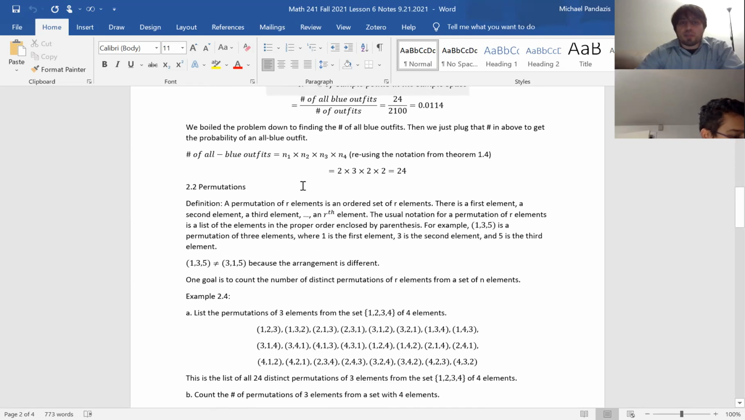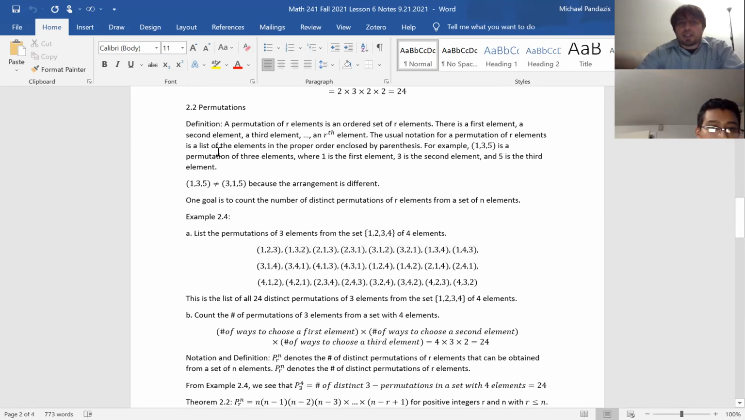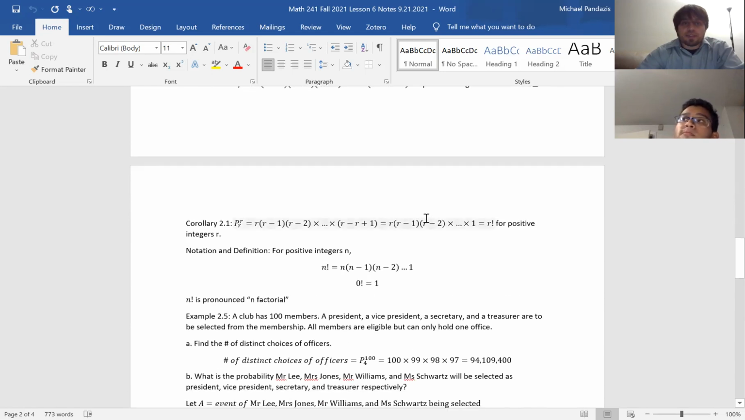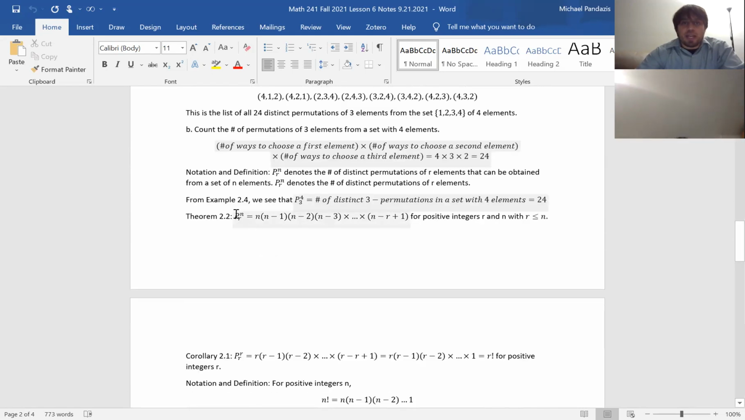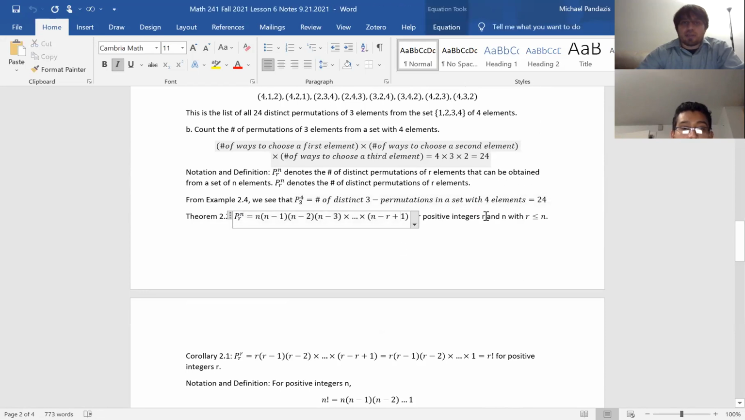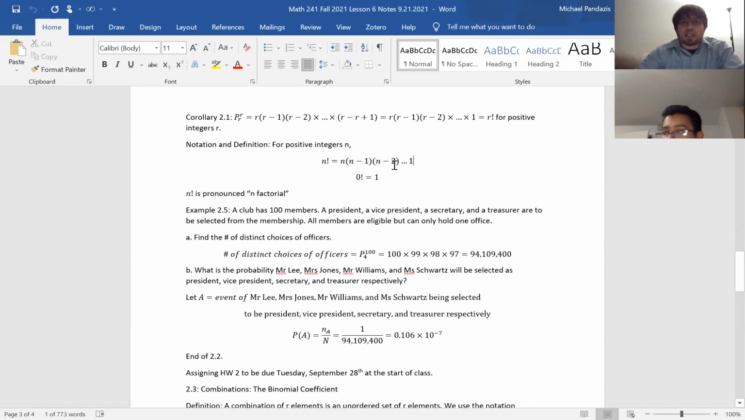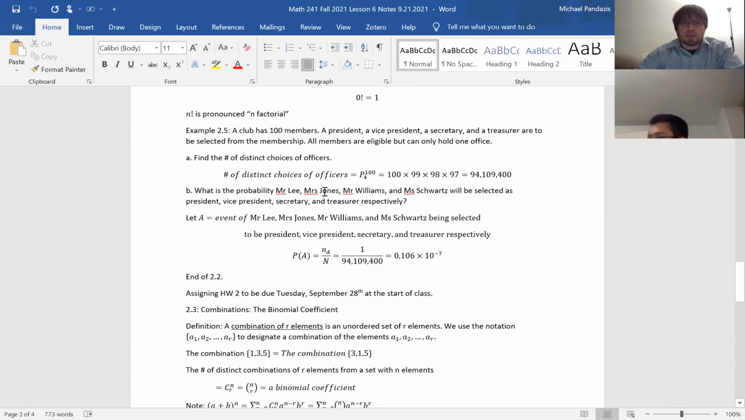And so 2.2 is on permutations. We talked about the definition of a permutation. We listed permutations, and then we counted them without listing them. We also talked about how to calculate nPr for any given value of n and r. This formula here is how to calculate nPr for any positive integers r and n with r less than or equal to n. Okay, so this is all last class. And this is the notation for n factorial. It's the product of the positive integers from 1 to n. And 0 factorial by definition equals 1. You pronounce it n factorial.